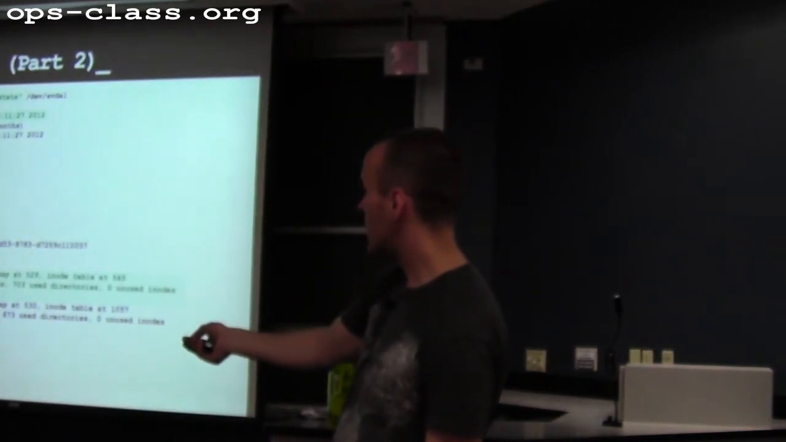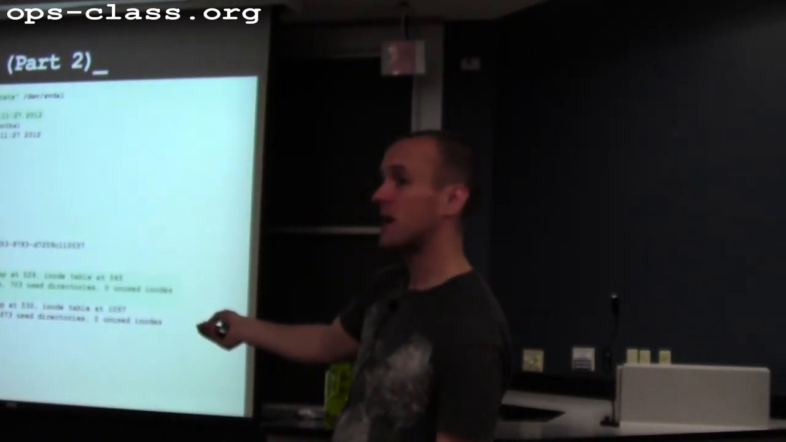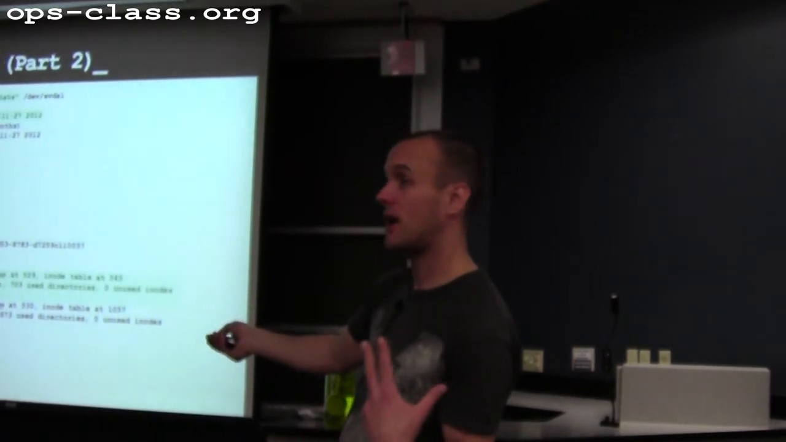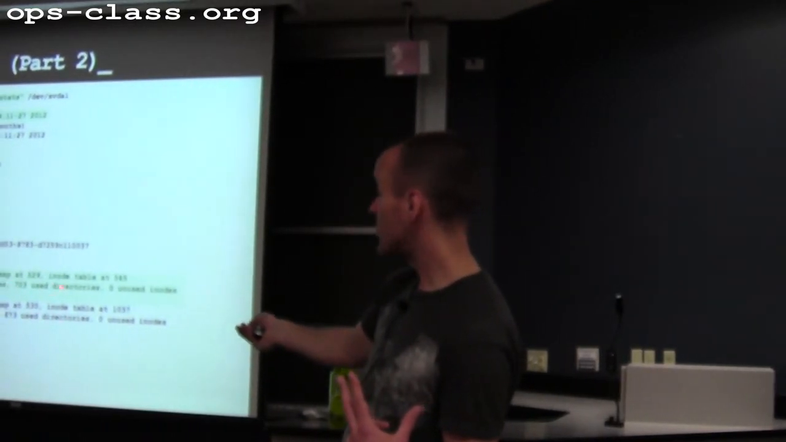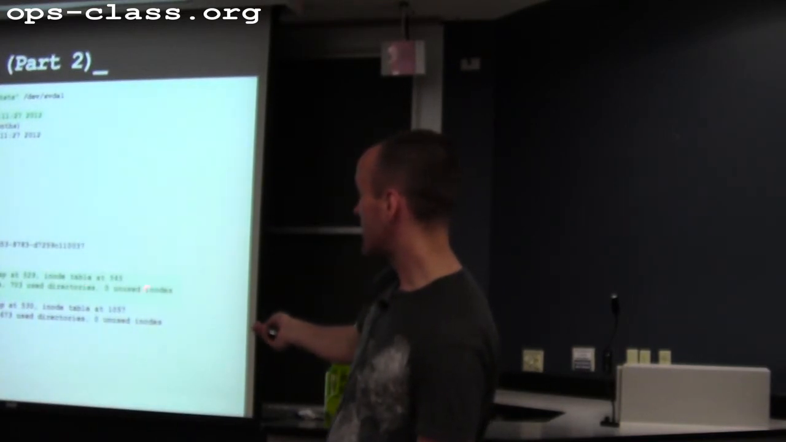And then here, now we have information about those groups that I told you about. So group zero, the first group, here's where the free block bitmap is. This is how I allocate blocks of the group. Here is where the inode bitmap is. This is how I allocate inodes. This is where the inode table starts.